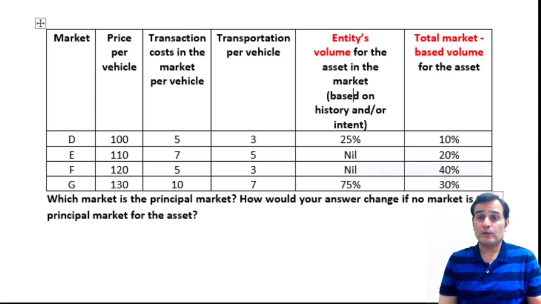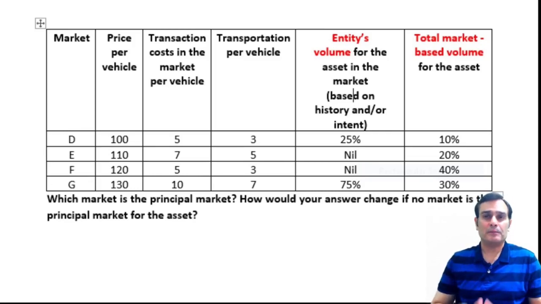Now, in this particular case, when you look at the market D, 100 minus the transaction and the transportation cost of 5 and 3 works out at 92. And in terms of G, 130 minus 10 and 17 works out at 130. So you need to see in which particular market the net amount received is supposed to be the highest, because we want to basically maximize the amount to be received in the computation of fair value. But let me tell you, this is only identifying the most advantageous market. The figure of 113 is not the computation of fair value. The identification involves the subtraction of both the transaction cost and the transportation cost.